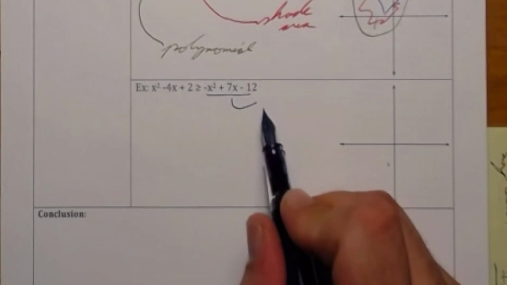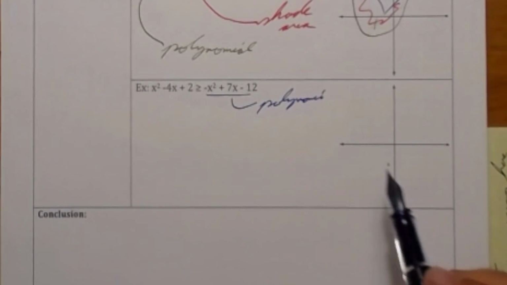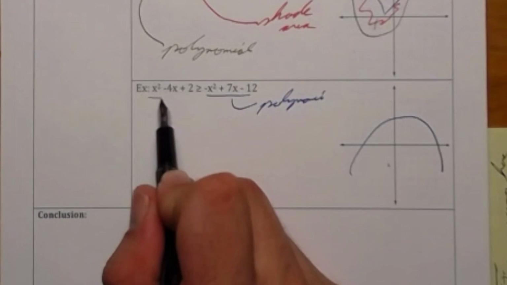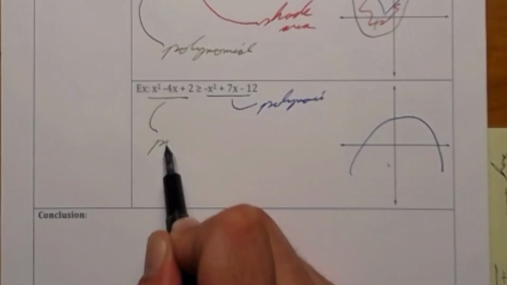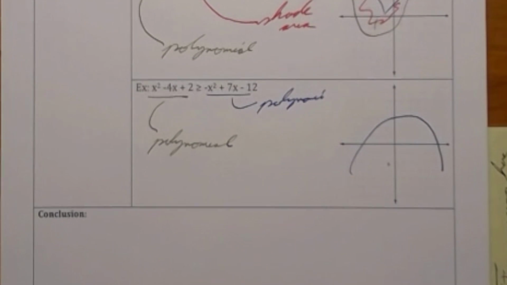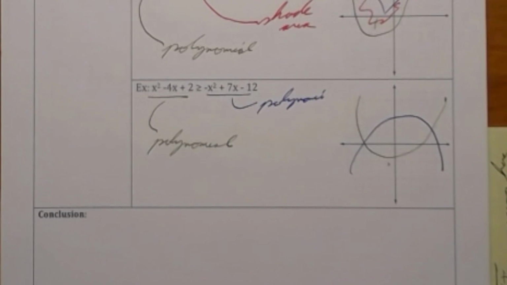In the third example, we see a polynomial, an inequality sign, and another polynomial. The right polynomial is negative, so it's going to open downward or make a little sad face. The left polynomial is positive, so it's going to open up or make a happy face. And again, knowing that there's an inequality means I know that I have a shaded space somewhere between them.